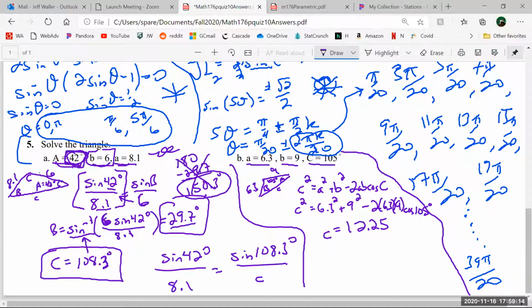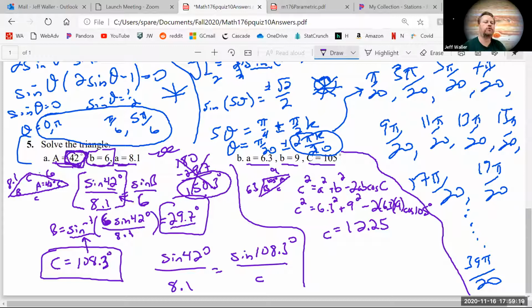Because it's such a large angle that the side is going to have to be the longest. Beautiful. The other two are definitely going to be smaller than 105. So that side must be the biggest. It's across from the biggest angle. I love it.